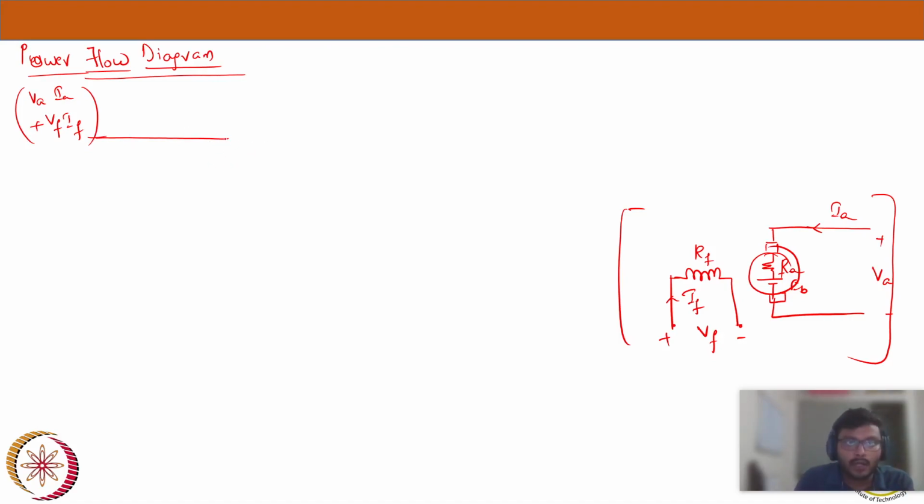The first loss we talked about that day is the field copper loss, that means the I squared R losses in the field winding. How to calculate the I squared R loss? The current flowing through the field winding, that is IF squared, multiplied by the field resistance RF. This is equal to IF squared multiplied by RF, which is the same as VF into IF.